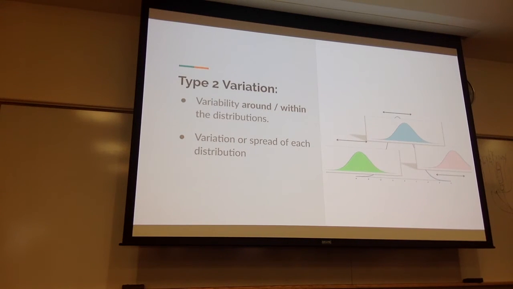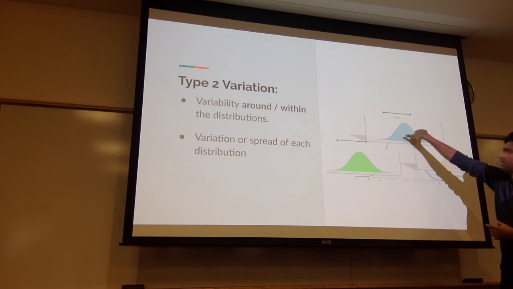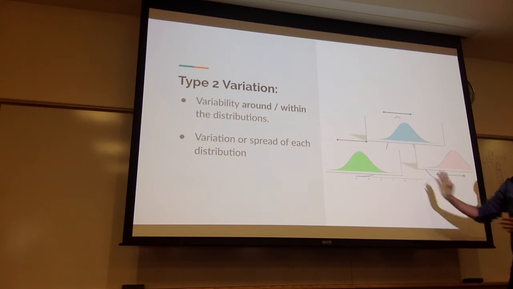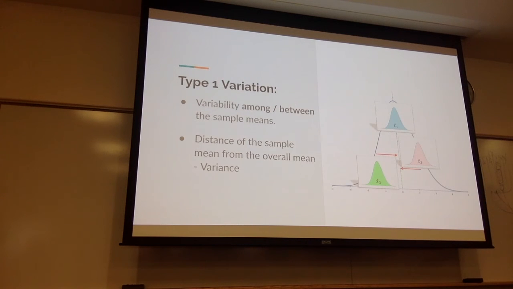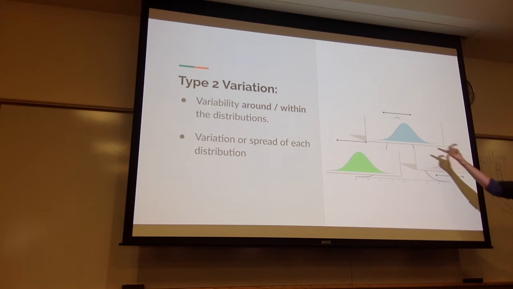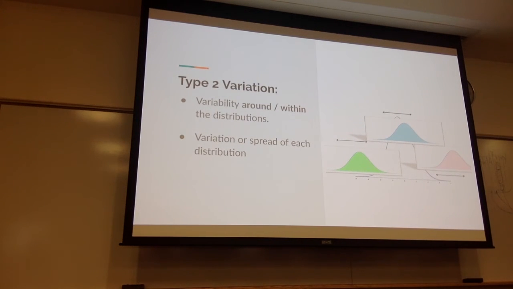And the next difference is within each distribution. In the first, we considered the difference between the global mean and each of the means. Now we are considering the spread within each distribution. So these are the two things that we need to understand. Am I clear on these two?